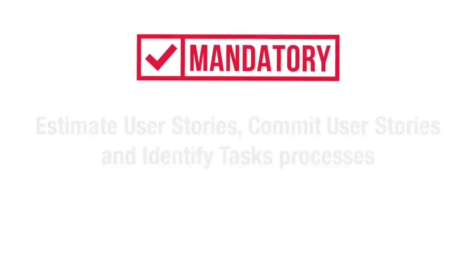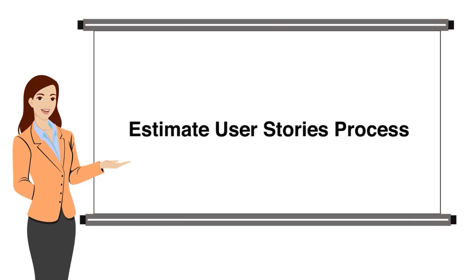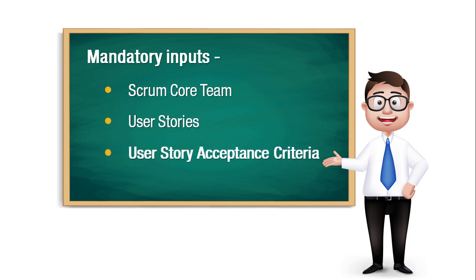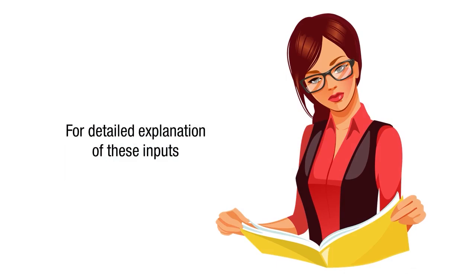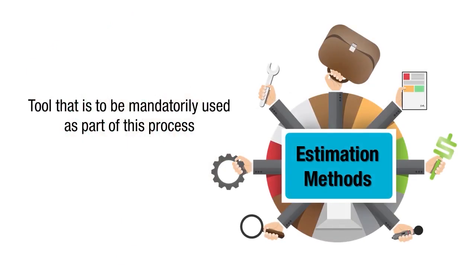Now let's look at the mandatory inputs, tools, and outputs of Estimate User Stories process. The mandatory inputs are Scrum Core Team, User Stories, and User Stories acceptance criteria. For a detailed explanation of these inputs, please refer to the discussions on these in the Create User Stories process. The tool that is to be mandatorily used as part of this process is estimation methods.